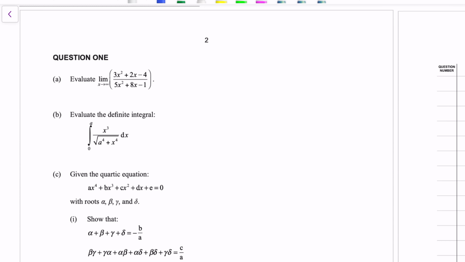Alrighty, question 1A is a limit question. What you can do is type this function into your graphics calculator and have a look at what happens when x gets really, really large. So if you want, put in 100,000 and you'll see that the function's tending towards 0.6, which is a horizontal asymptote on the graph.